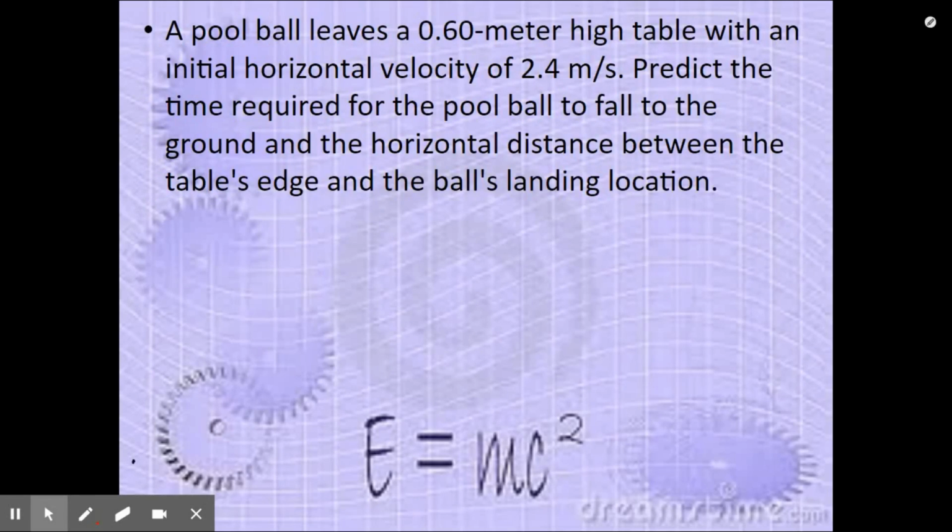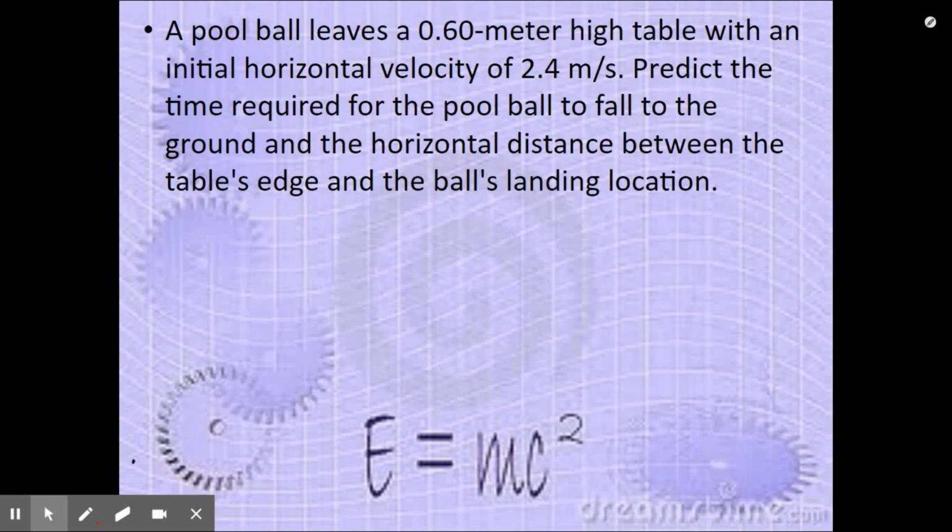All right, so the last one was an arch problem. And this one is what I call a cliff problem. There's basically two types of problems in this chapter. It's either an arch or it's a cliff. So here we have a pool ball leaves a 0.6 meter high table with an initial horizontal velocity of 2.4 meters per second. Predict the time required for the pool ball to fall to the ground and the horizontal distance between the table's edge and the ball's landing location.